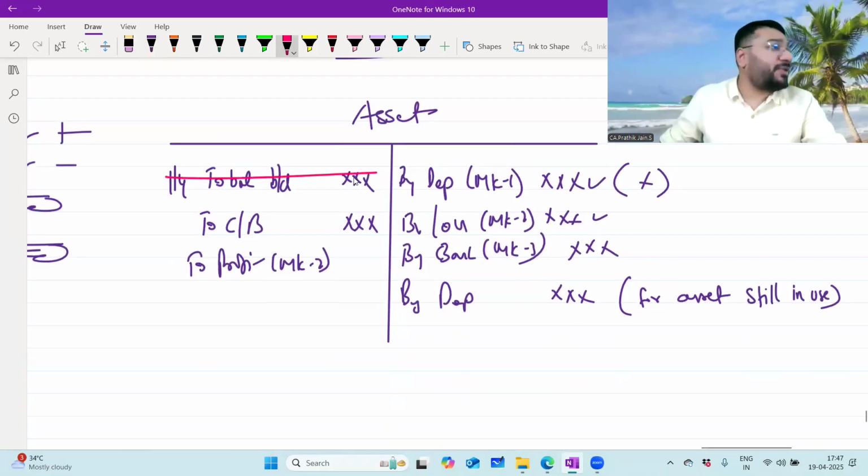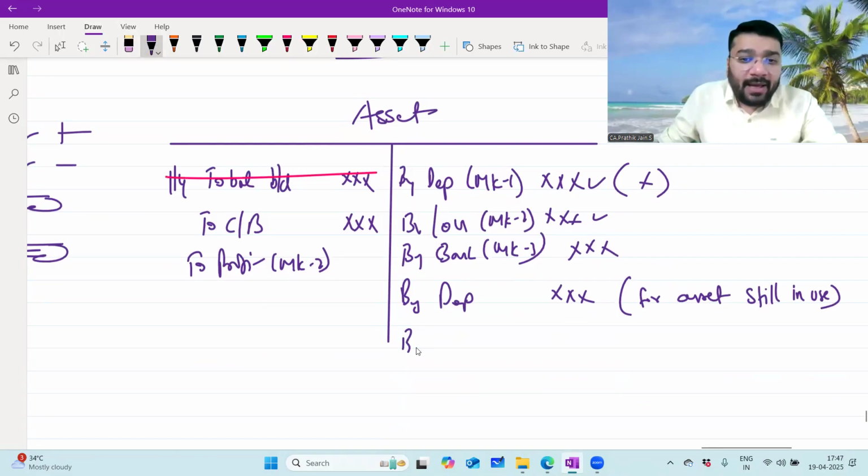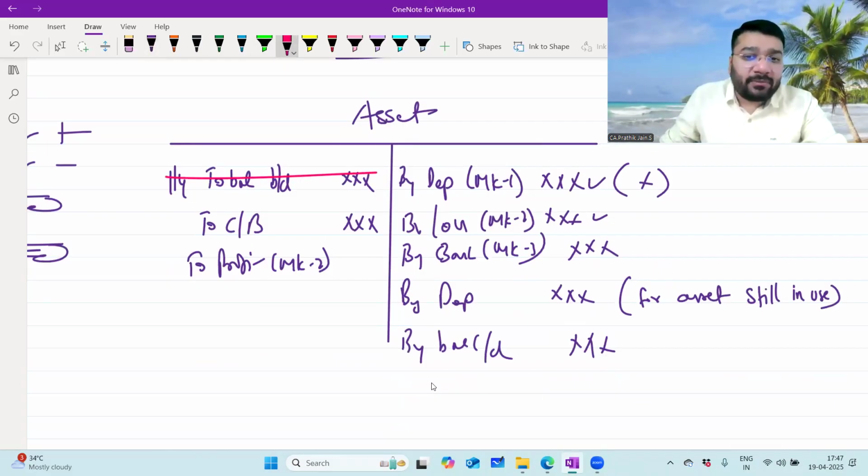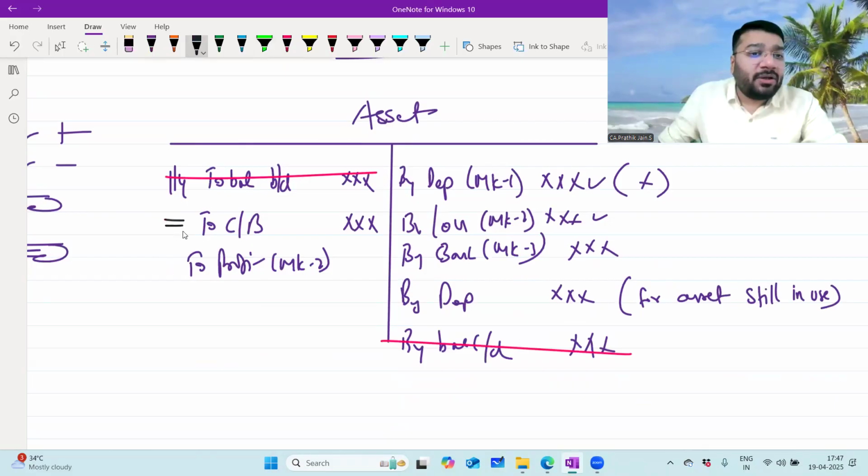This will not go to your cash flow statement. That is balance carried down. By balance carried down is the final amount. This will not travel to your cash flow statement. Whereas to cash or bank is nothing but cash outflow of the investing activity.